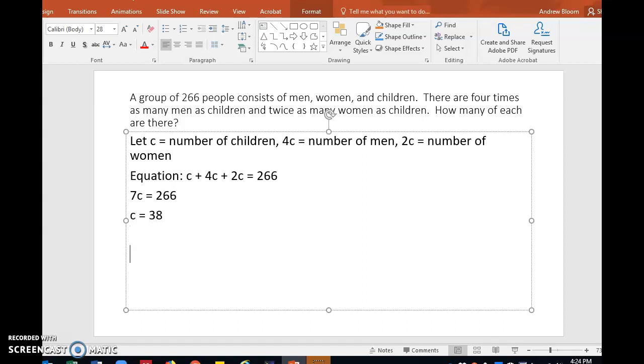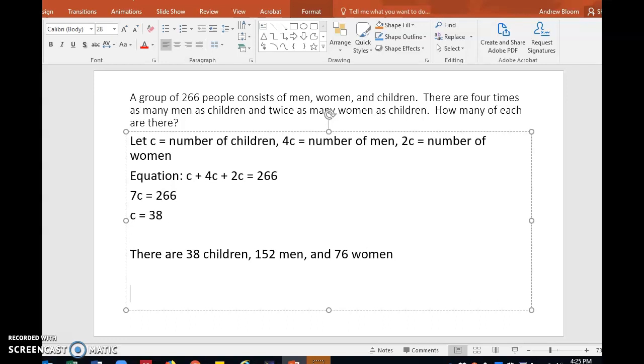From there, I can answer the question. There are 38 children. 4 times 38 is 152. And 2 times 38 is 76. So there are 38 children, 152 men, and 76 women.